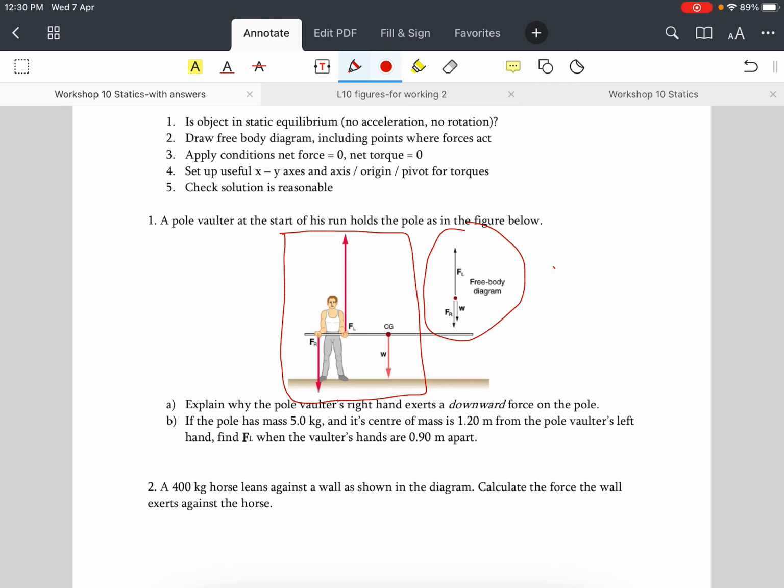One force exerted by the pole vaulter's right hand, and that force is directed downwards. We have the force exerted by the pole vaulter's left hand, and that is directed upwards. And we have the force acting on the pole. And the weight force always acts at the center of mass or center of gravity, and that is at the geometric center of the pole. So meaning at the middle of the pole, you have this weight force that's moving downwards.